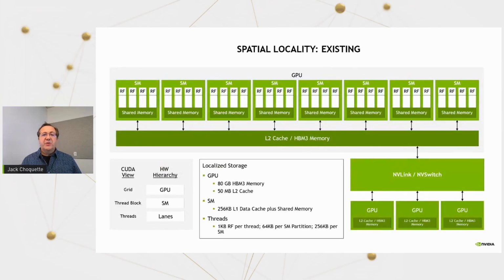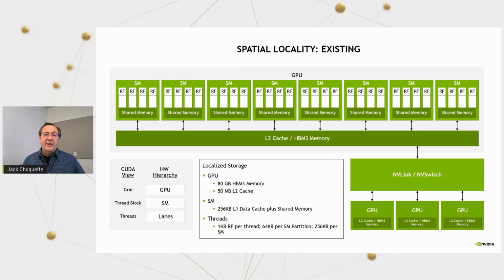Let's first review the spatial locality that NVIDIA GPUs currently support. In CUDA, locality can be expressed as a grid. A grid is mapped onto the GPU hardware hierarchy. Computation on the GPU takes advantage of local storage to that GPU. In the case of Hopper, that's 50 megabytes of L2 cache and 80 gigabytes of HBM3 memory.